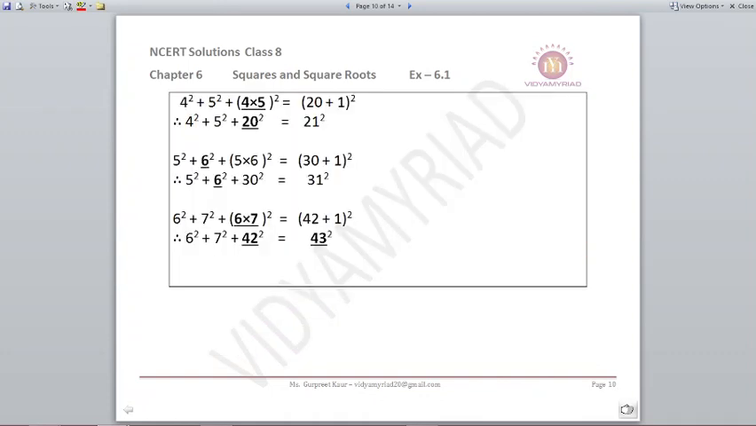So this is the way we are going to do it. You can practice more such types of questions. Just see what pattern is being followed and continue with that.